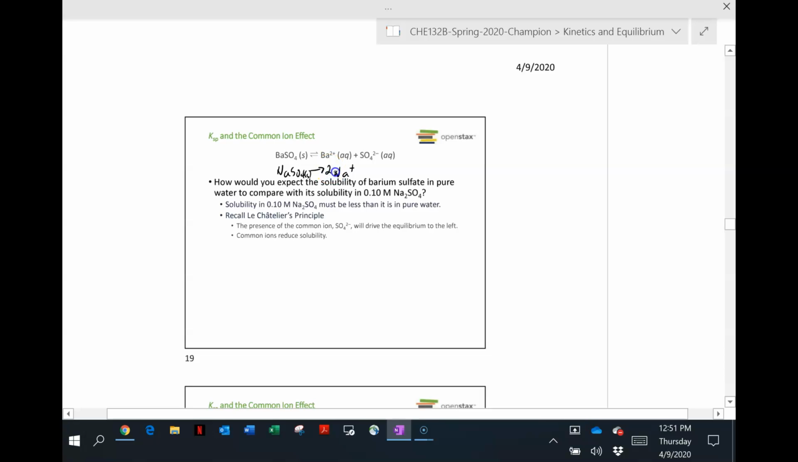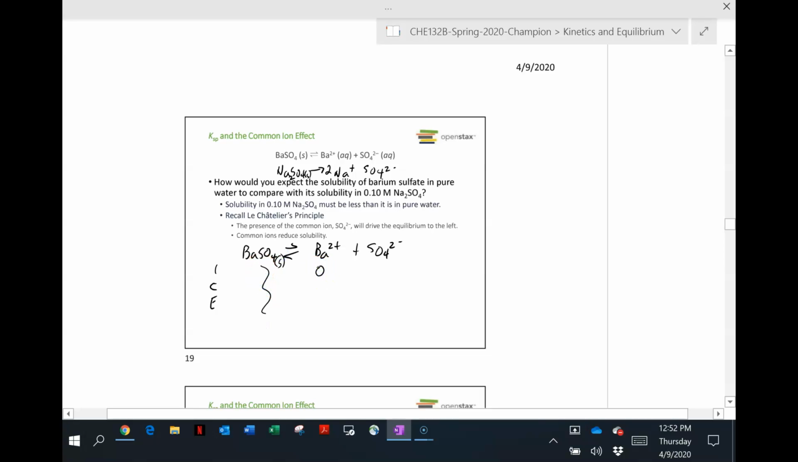It's going to give me 2 sodiums because there's a 2 there, plus sulfate ion. And what's going to happen is that sulfate ion, since it is a common ion with the barium sulfate equilibrium, is going to increase the concentration of the sulfate. So if we were writing an ICE chart for the barium sulfate equilibrium, this is solid, so we don't really care about that.